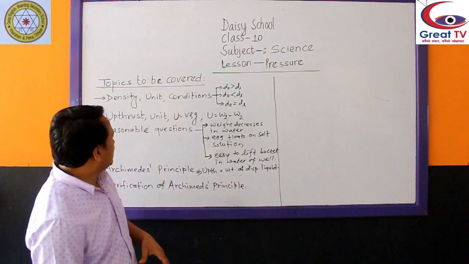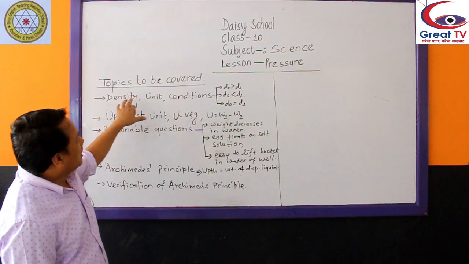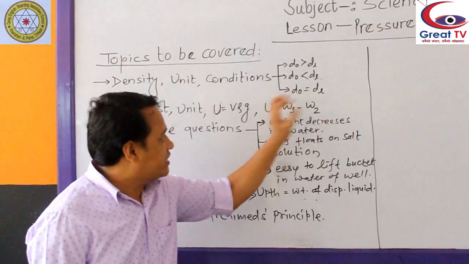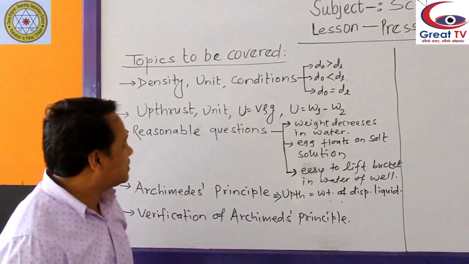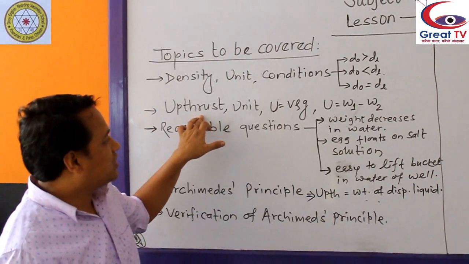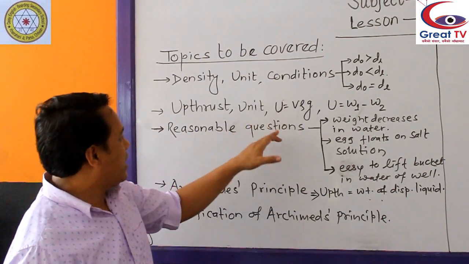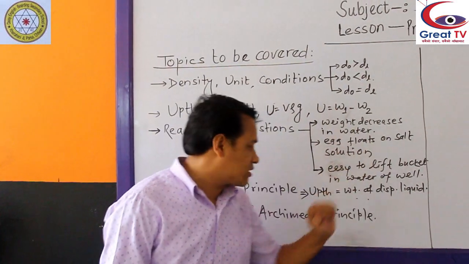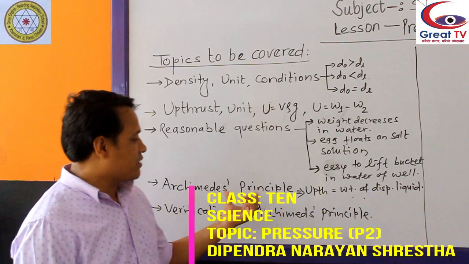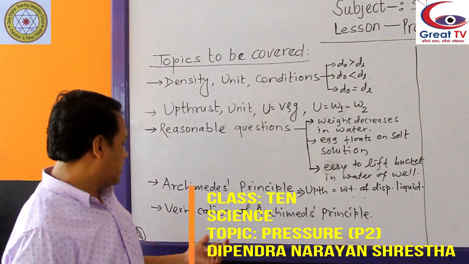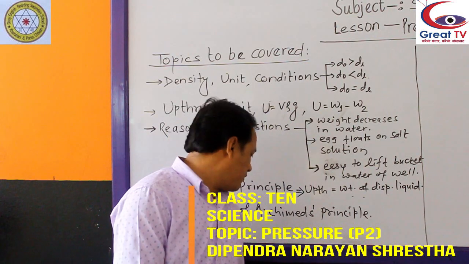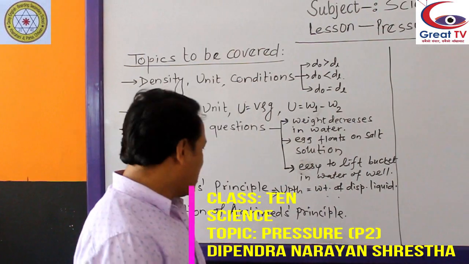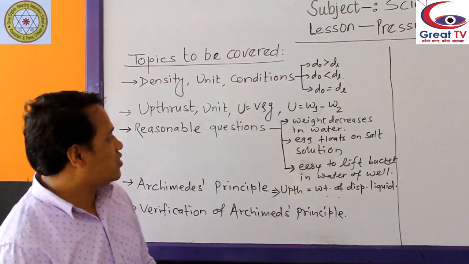Today we are going to discuss density, unit of density, conditions, and the density of liquid and density of object. Similarly, upthrust, unit of upthrust, some relations of upthrust, and some reasonable questions related to upthrust. After that we discuss the Archimedes principle, and at last we verify the principle of Archimedes in this video. It is very important for exam purposes also.